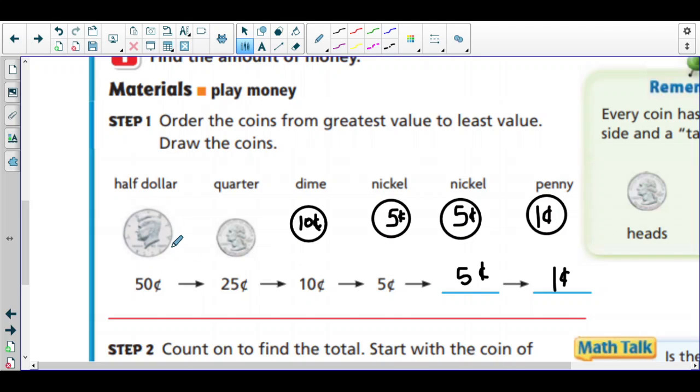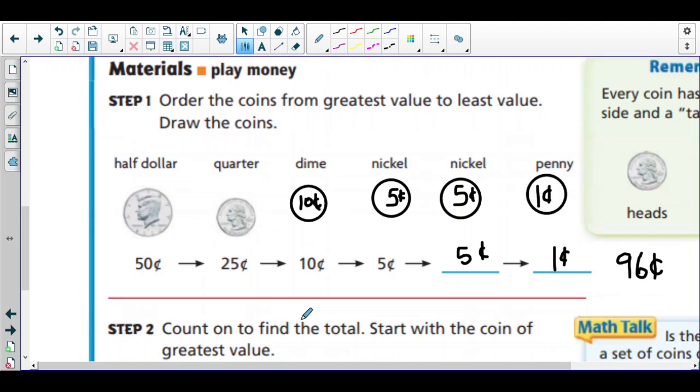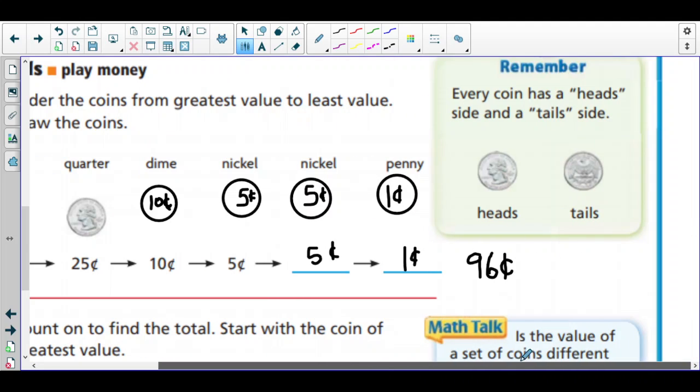And when we order them from greatest to least, it makes it easier for us to count. So here is 50, 75, 85, 90, 95, 96 cents. All right. So we have 96 cents right there. We could also write that, using the dollar sign, 0.96. So how many dollars do we have? We have $0.96.